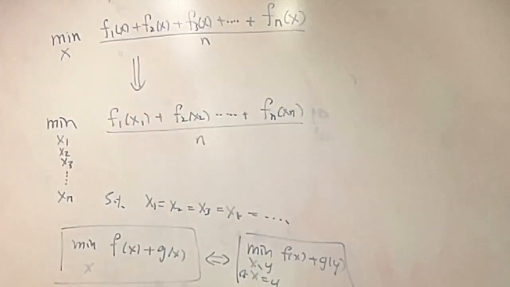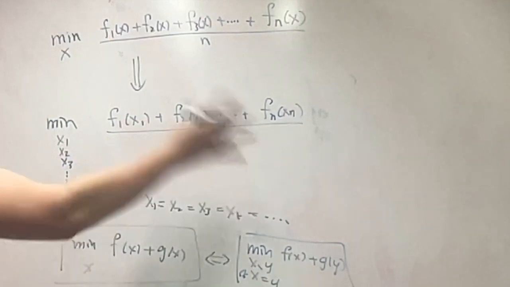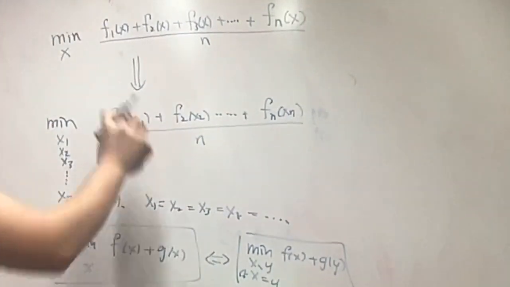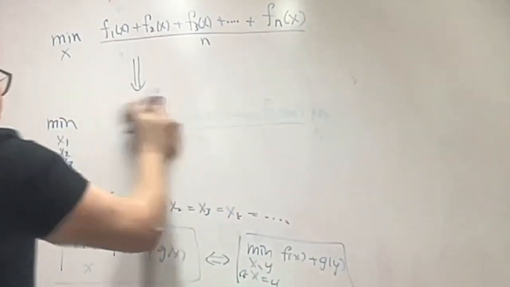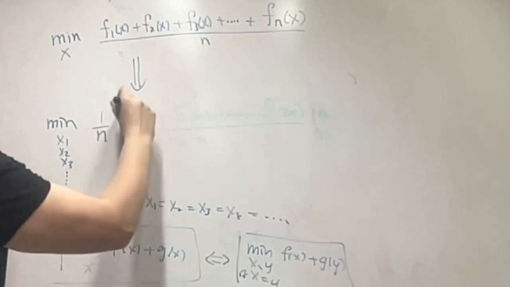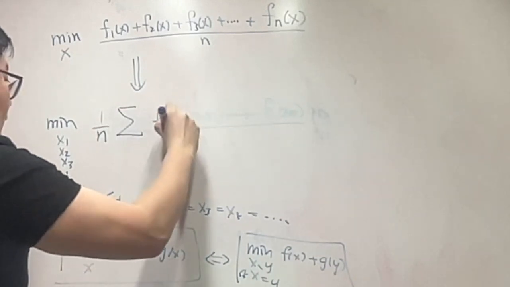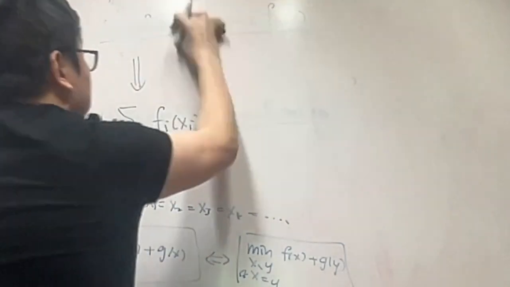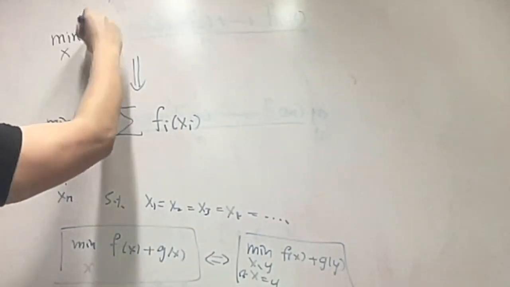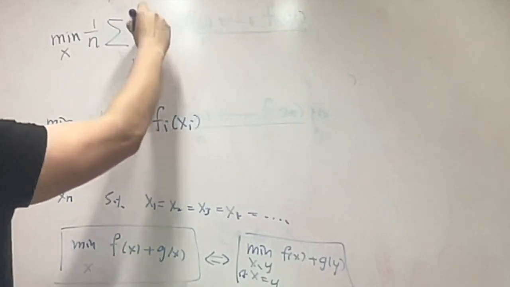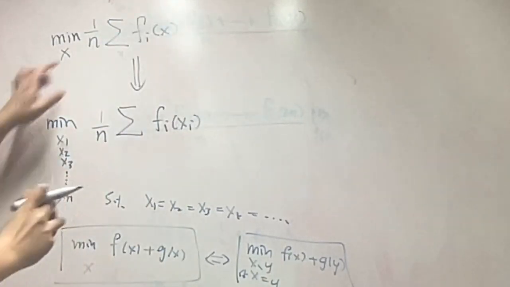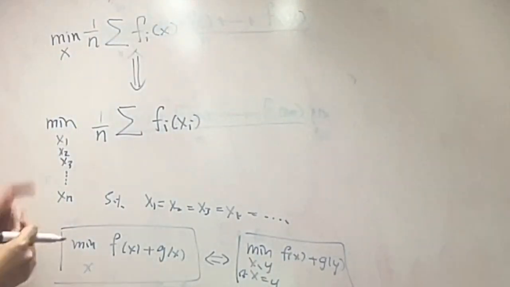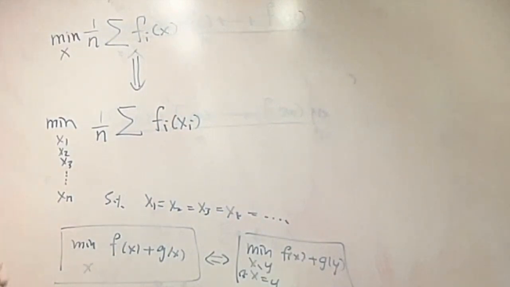So this is a very general form. And usually, people don't write this clumsy notation. What they write is 1 over n summation f_i(x_i). And similarly, they don't write this; they write 1 over n summation f_i(x). So this is the two things. I have x1, x2, x3, x4 up to xn, right?